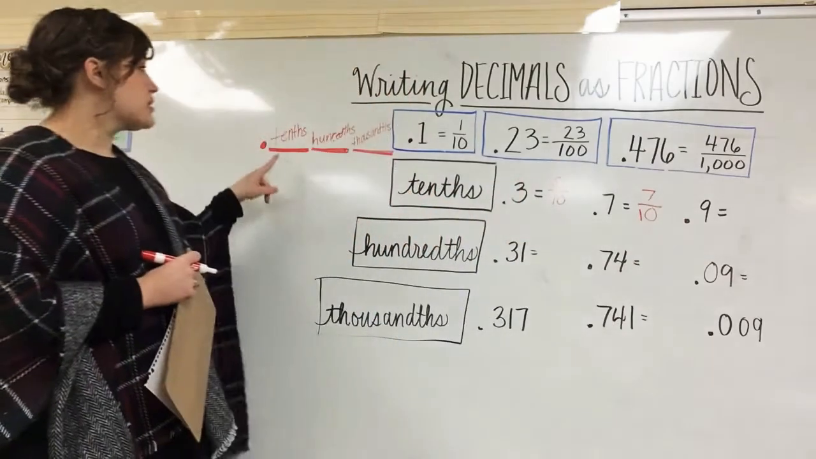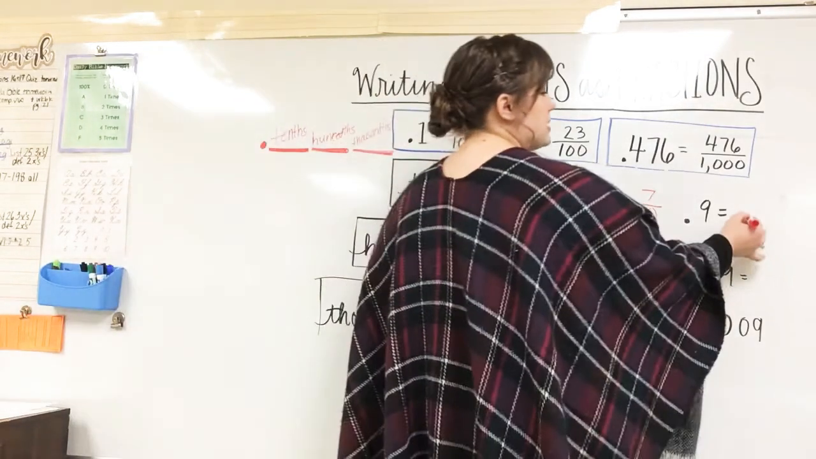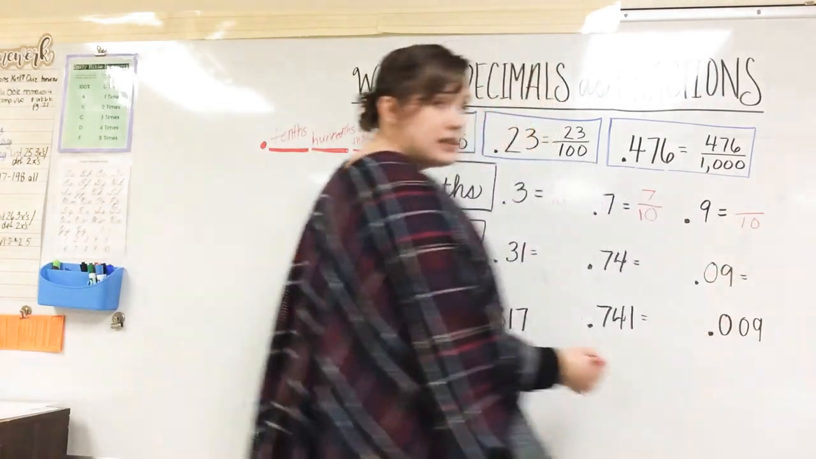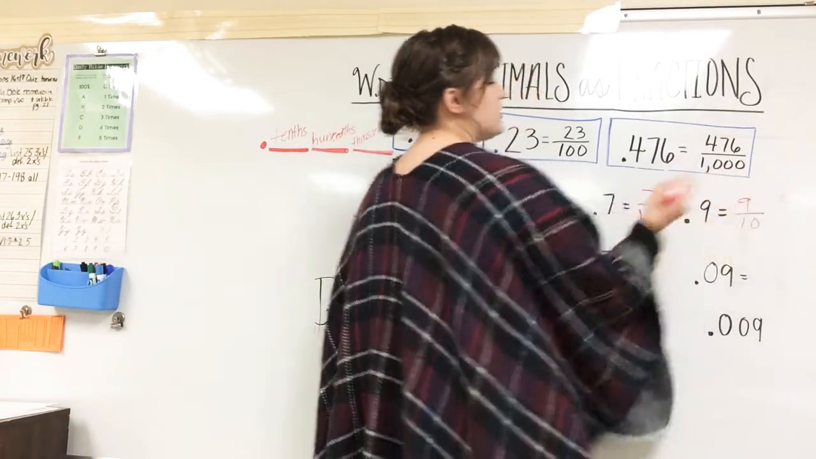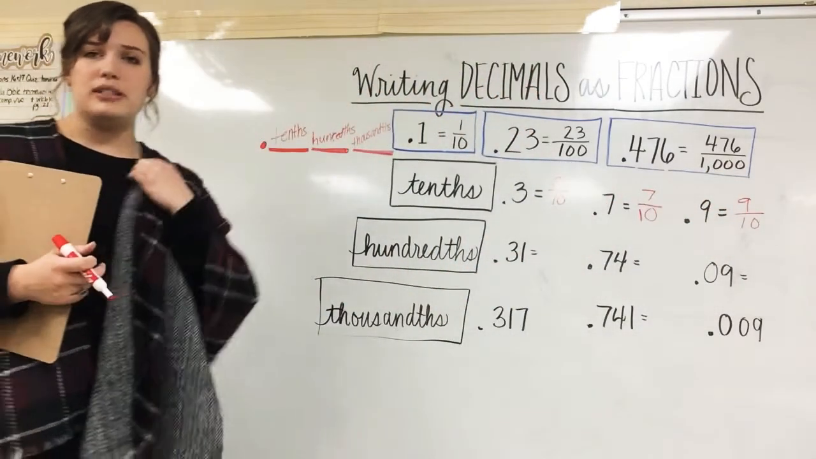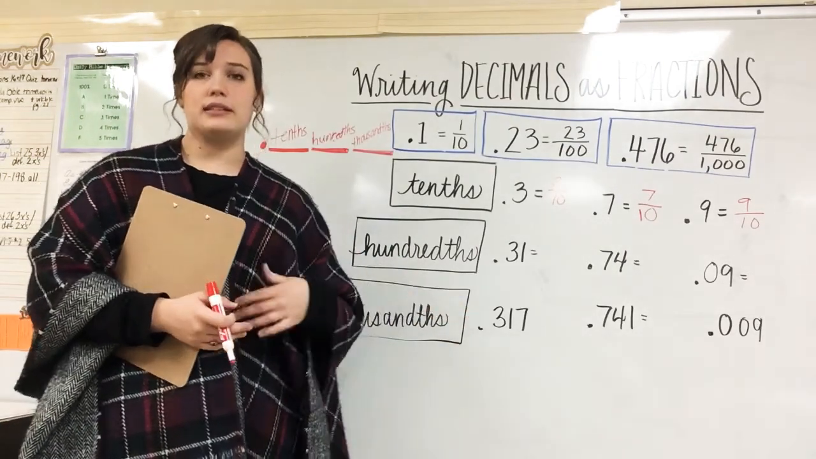1, which means it's going to be a tenths number, or there's going to be 1 zero in the denominator. 10, what's my numerator? 9, just 9. Easy as that, okay? Very simple. It's all about just counting the numbers after the decimal point, okay? And that's going to help you.